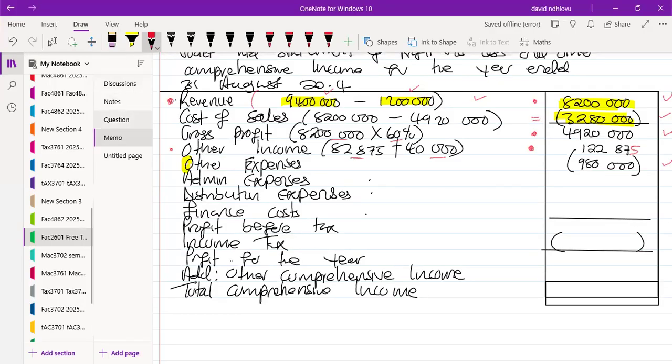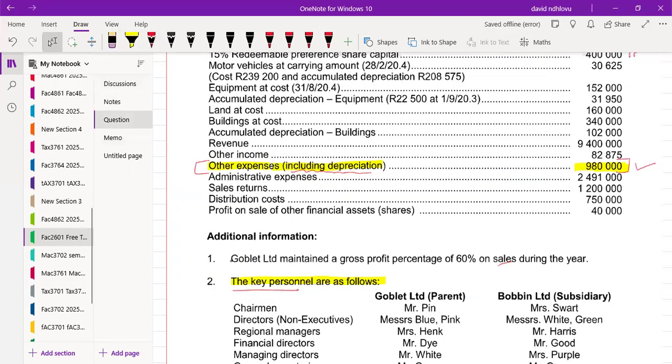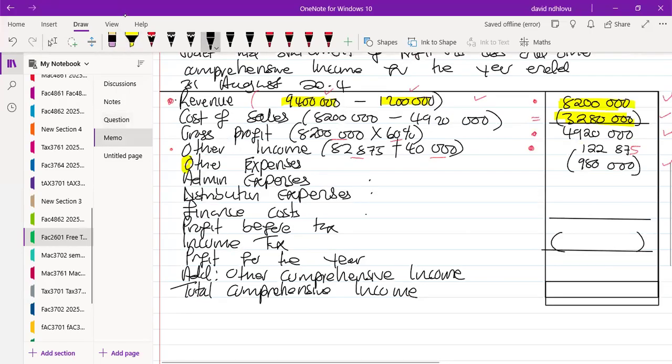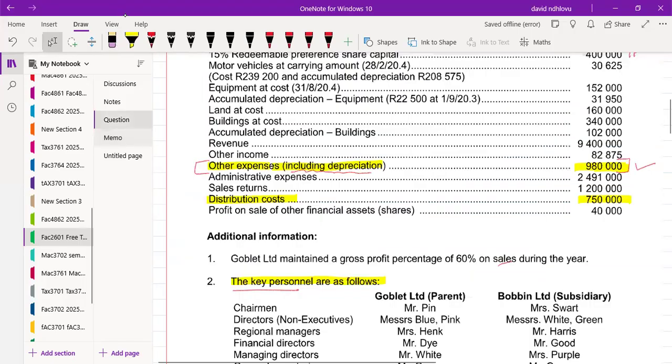Right, we do the same with the distribution expense. If we go to it, we are given a figure, 750,000. There is nothing in the notes concerning this. So therefore, we are going to write it as it is. If there is something that needs to be adjusted, you will see by this having a note. I put it in the wrong place. This is distribution expense. Right, then next, I want to deal with administration expense.